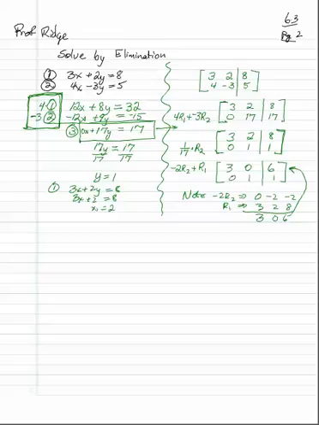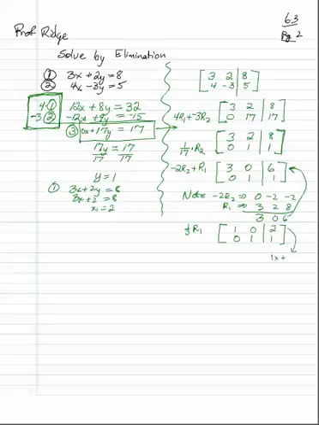And then from there, I want to solve for x, so I want to get this 3 all by itself. I want it to be 1x, not 3x. So I'm going to take 1/3 row 1, and it becomes 3 divided by 3 is 1, 0 divided by 3 is 0, 6 divided by 3 is 2, and then row 2 we're going to leave alone.